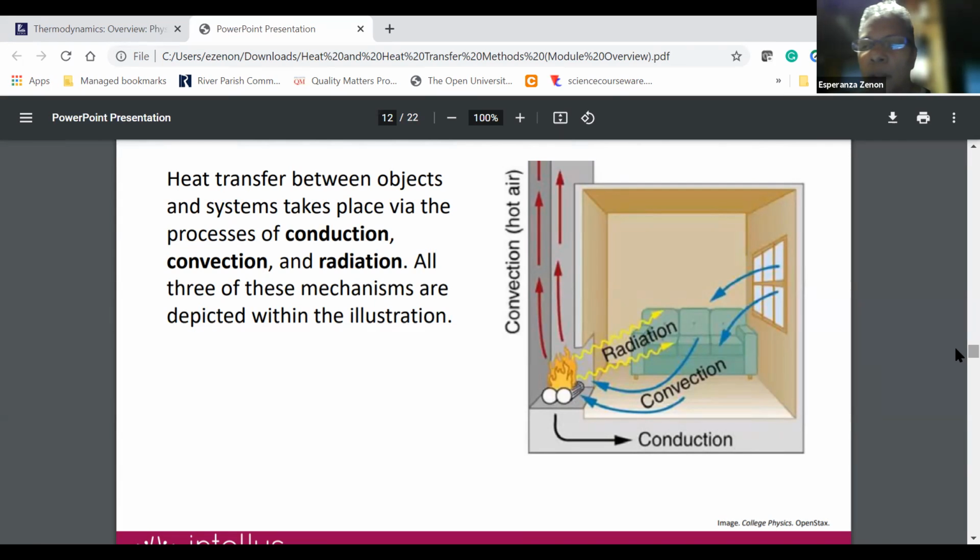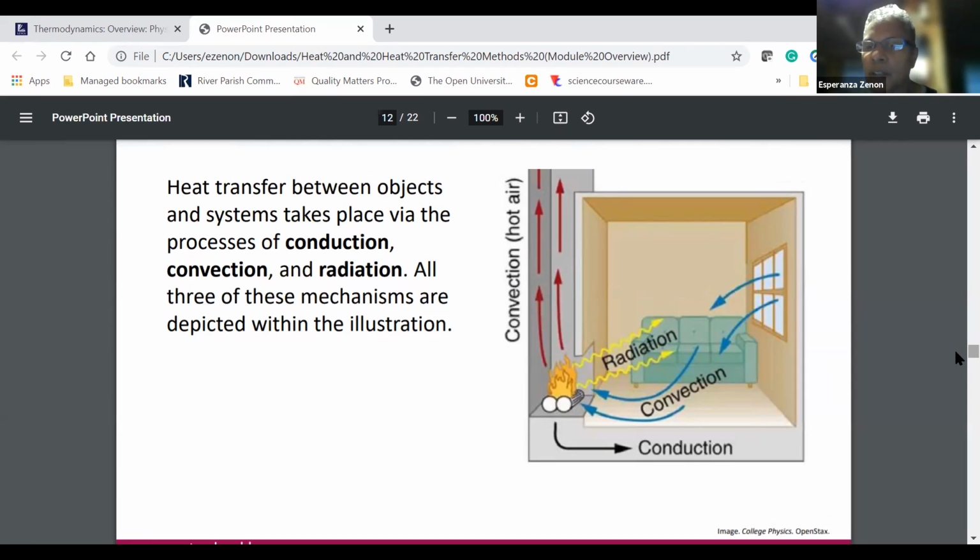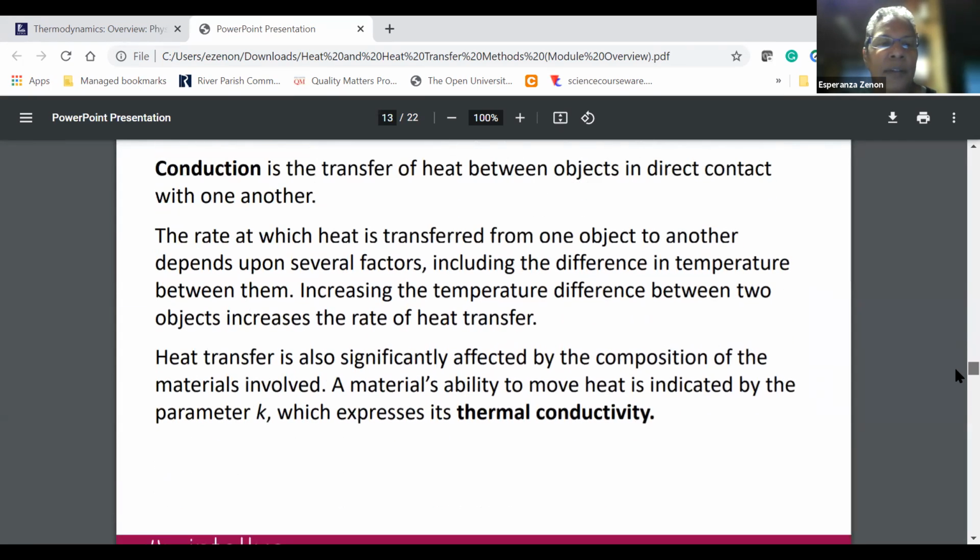So the first method of heat transfer that we'll look at is conduction. And I'm not going to go into anything beyond a basic definition here. And that is the transfer of heat between objects that are in contact with one another. So for heat to be transferred by way of conduction, the objects have to be in contact.